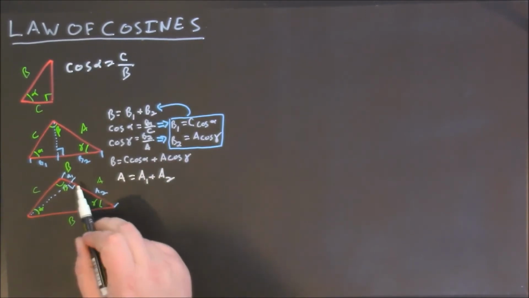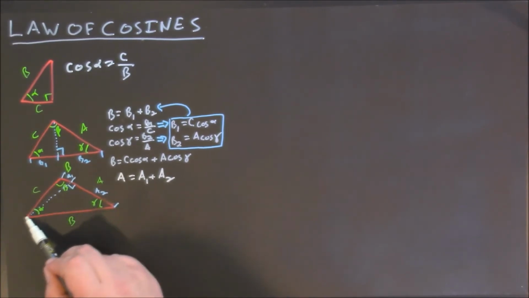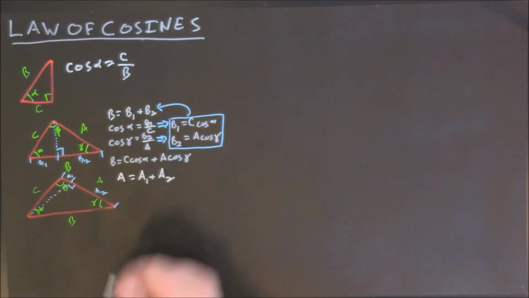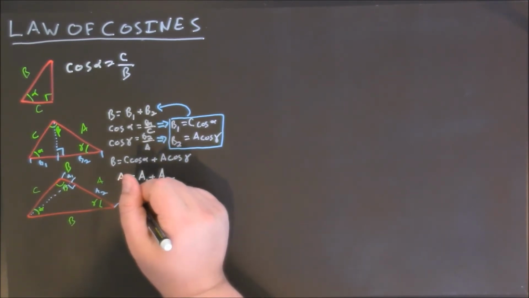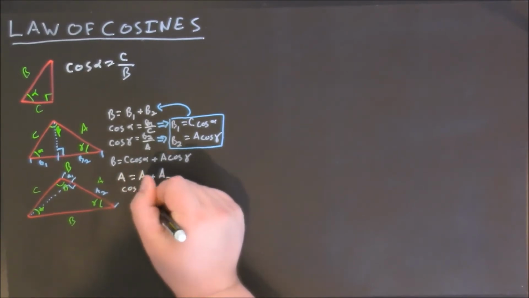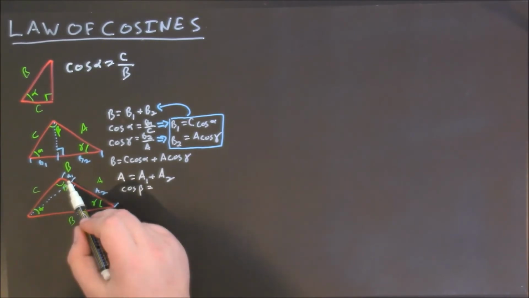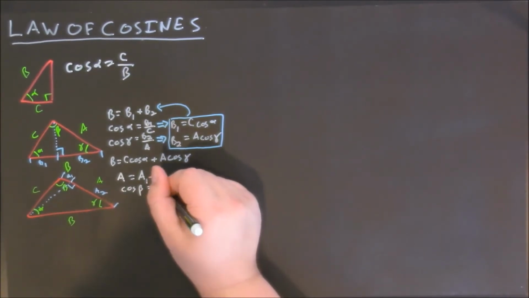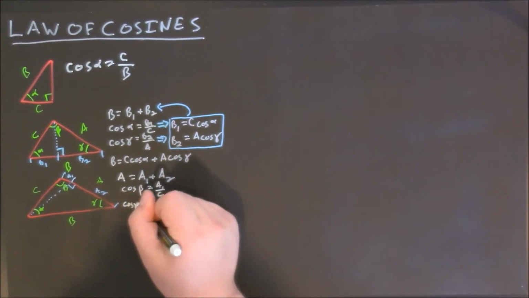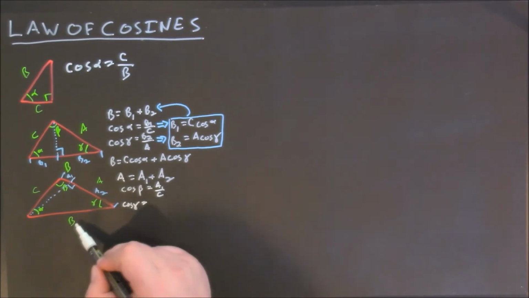So all we did was split A in half, and now we got two smaller right triangles, one down here and one up here. And just like before, we can now start writing cosines of some of these angles. So we can get that the cosine of beta is equal to the adjacent side A1 over C. And then likewise for gamma, we get that the cosine of gamma is the adjacent side A2 over B.